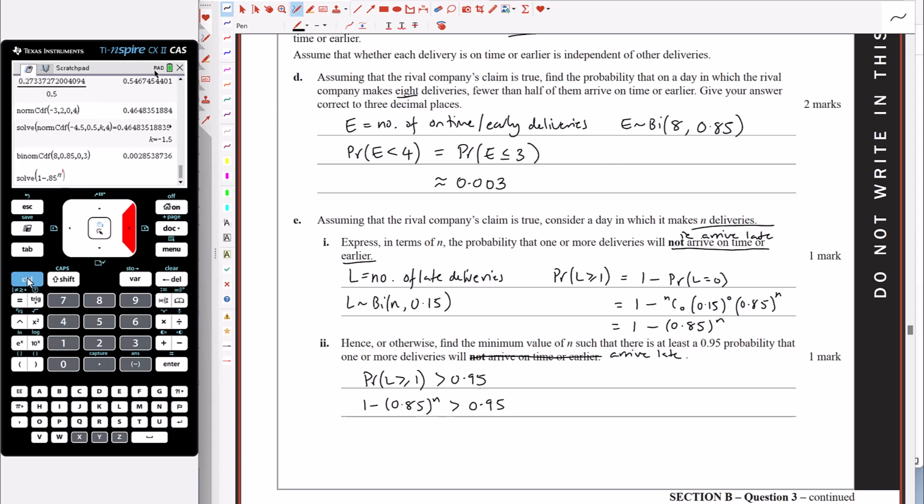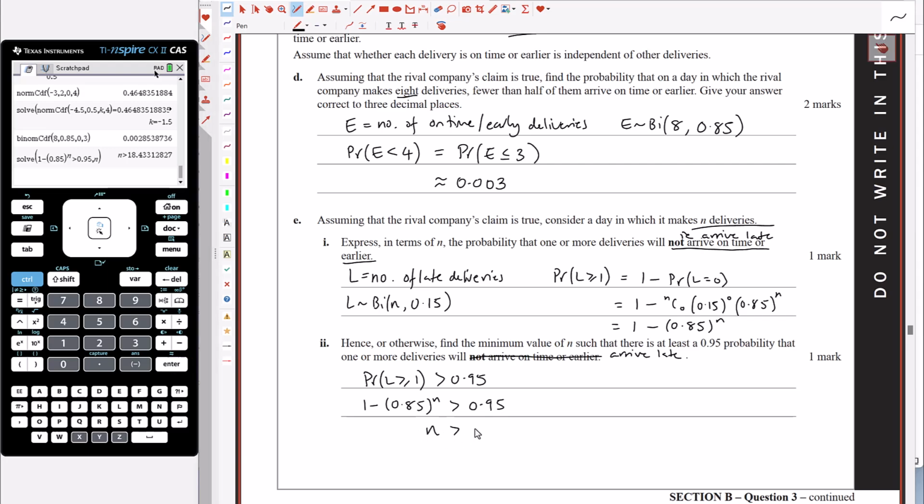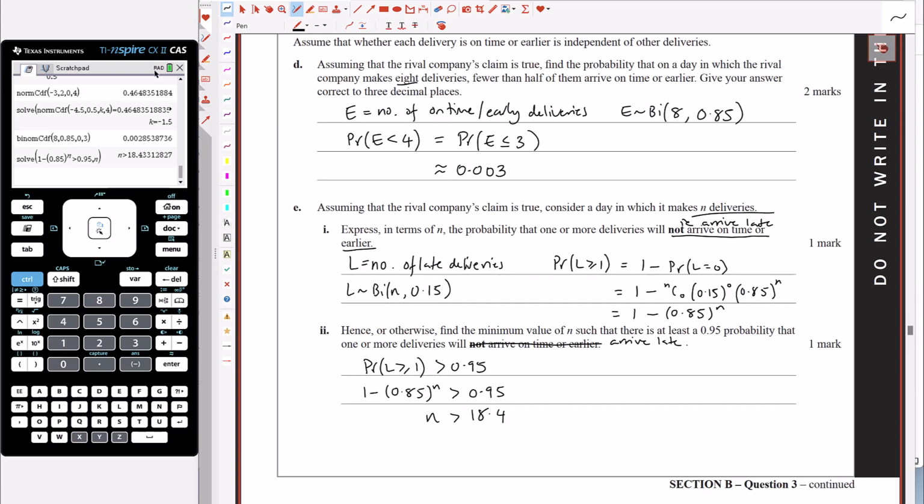greater than, and again, I don't really love this question either, in that it forces you into a method that, you know, perhaps is not the best method to use for a finding n kind of question. So n is greater than 18.4, and so therefore obviously n has to be a whole number, so the minimum value of n is 19.